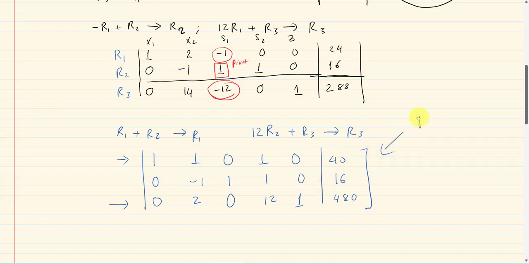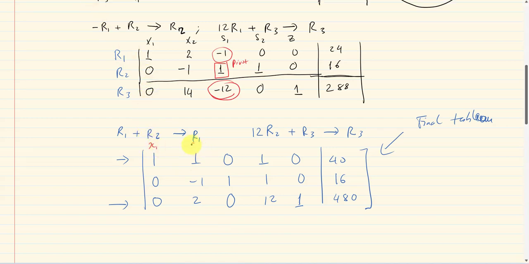So this one is the final tableau. Because the entries in the last row, all of them are non-negative. You see that? No more negative in the last row. And then the slack variable or the surplus variable, they are not having a negative value. So we are good now.